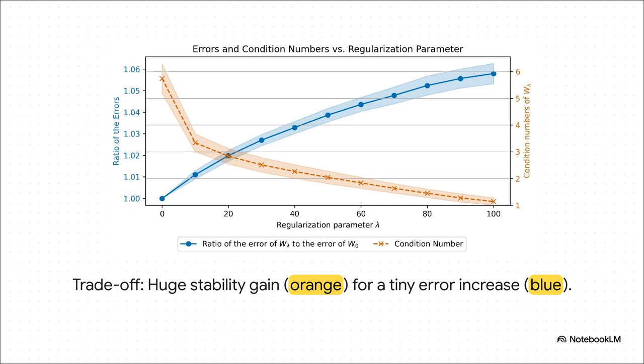Now, look at the blue line. That's the error rate. It barely even moves. This is the holy grail, the perfect trade-off. You get a much healthier, way more robust model for almost zero cost to its performance.